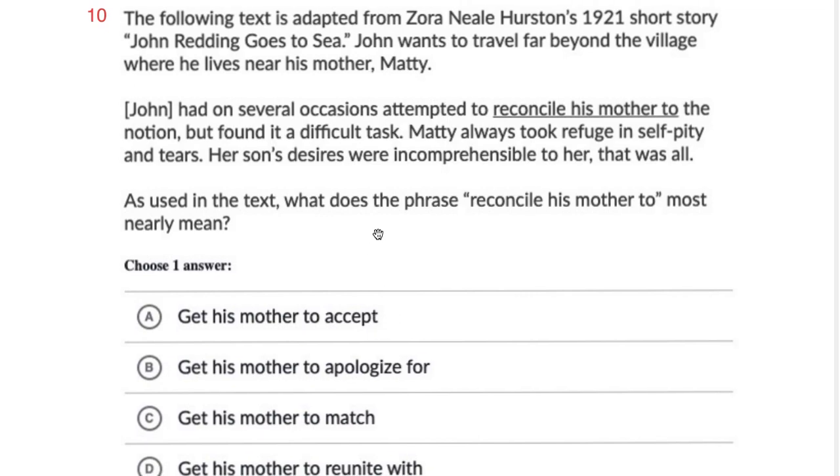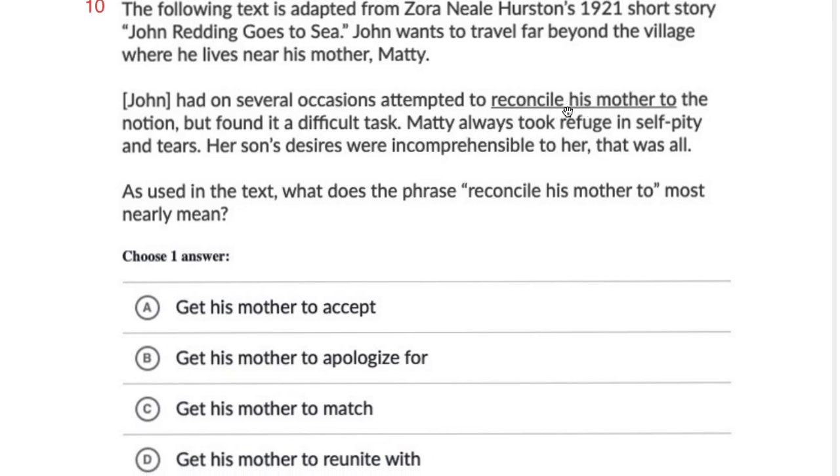Number 10, the following text is adapted from this story. John wants to travel far beyond the village where he lives with his mother, Maddie. John had on several occasions attempted to blank the notion, but found it a difficult task. Maddie always took refuge in self-pity and tears, so kind of like he went to his room and cried. That's the mother. She always took refuge in self-pity and tears. Her son's desires were incomprehensible to her. So if they were incomprehensible to her, she couldn't understand them.